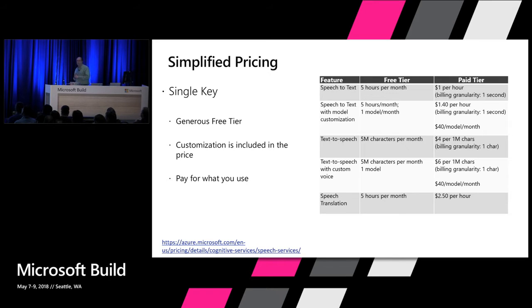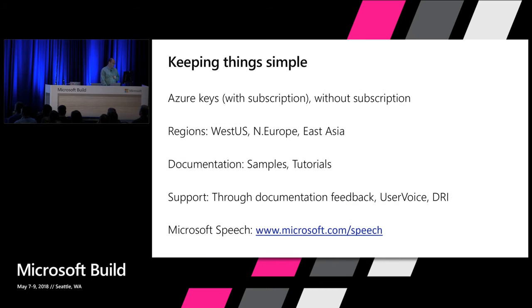There is a charge for the custom models that you put in deployment and that we host for you. This is a monthly charge. And for translation, it's $2.50 per hour. The billing itself is actually quite granular. You can see it from the table. We charge transcription audio basically by the second and text-to-speech at the character level. Right. You can get Azure keys, I should say, with an Azure subscription, or without.